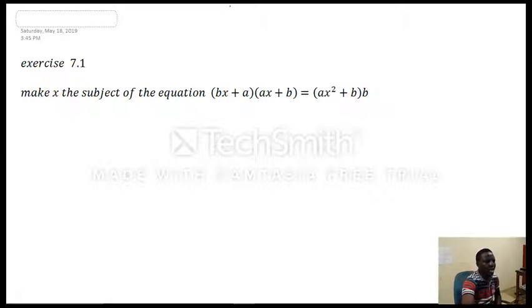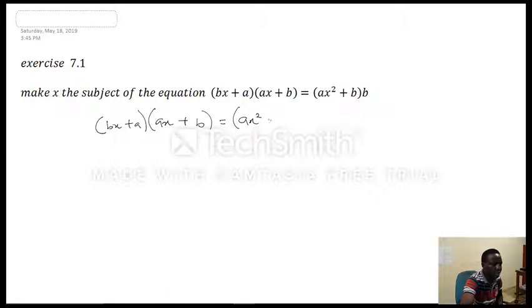Taking the last example, says we should make x the subject of the formula. But looking at it, we have x in the 3 brackets. So first and foremost, what we are going to do is to see how we can factorize out x by expanding this bracket. So doing so, I'll have bracket bx plus a to multiply with ax plus b, after which I will equally open the second bracket, the third bracket at the other side of the equation.